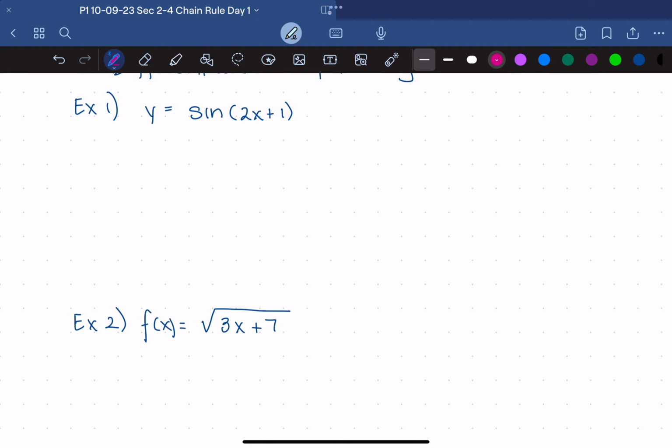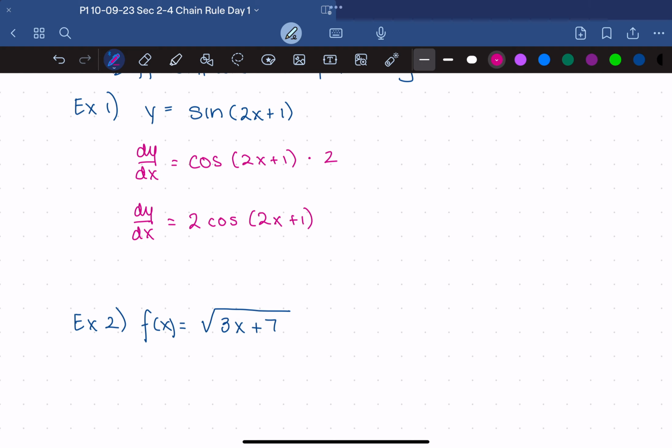To find dy dx, we take the derivative of the outside. The outside is sine. What's the derivative of sine? Cosine. But you leave the inside the same. Don't touch the inside yet. And then you multiply by the derivative of the inside. What's the derivative of 2x plus 1? Why, it's just 2. Then really, we can't do anything with this except move that 2 out in front, to not make it so awkward.